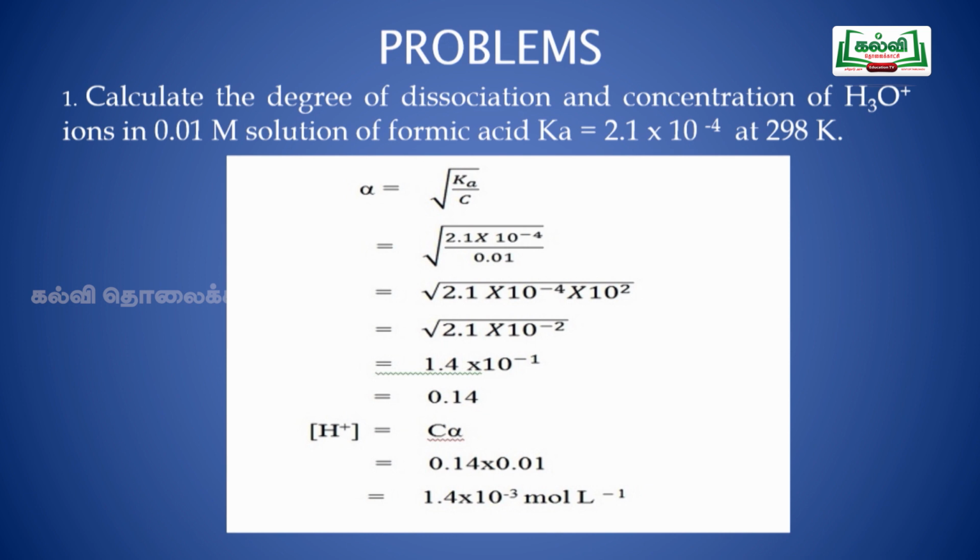1.4 into 10 power minus 1, you can write it as 0.14. Now we have got alpha. So what is asked? One is alpha, that we have found out. The next thing is the concentration of H3O plus. From the expression that you have derived, H plus you have substituted as C alpha. Students should not forget this. H plus is equal to C alpha. So now you have derived alpha, you substitute it.